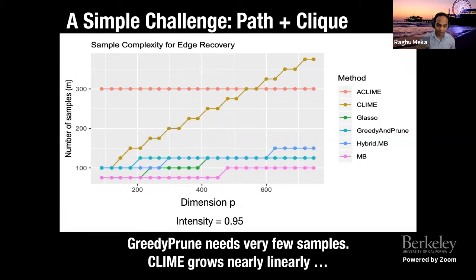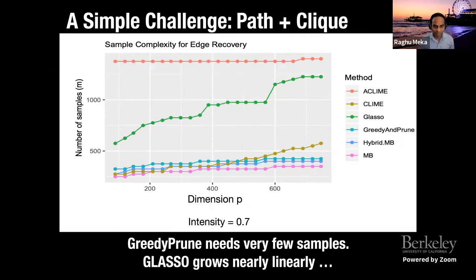seems to grow linearly. So the number of samples you need to recover the graph under pretty loose criteria seems to grow linearly with the dimension, whereas greedy prune does very well. And here actually when the intensity is 0.95, surprisingly lasso also does well. But on the other hand, if I change the intensity a little bit to 0.7, then suddenly lasso starts growing, whereas greedy prune still stays very good.